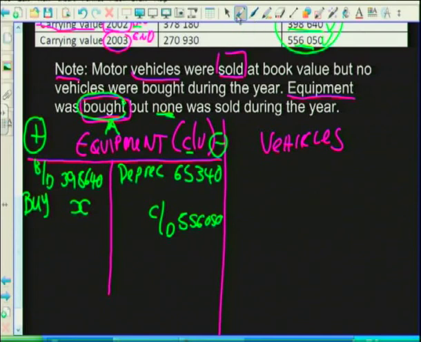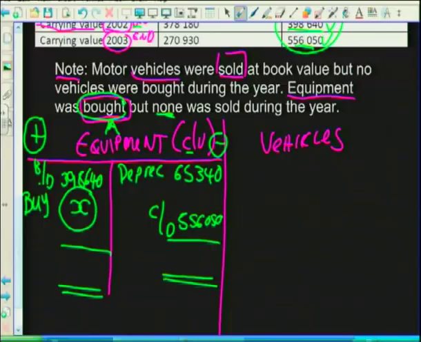Right, guys, please remember general ledger. Once you have a balance brought down and a balance carried down, it means that my credits must equal my debits. So if I'm going to solve for this X, all I'm doing is adding what I've got on the credit side, minus what I've got on the debit side, and that would tell me how much equipment was purchased during the financial year.